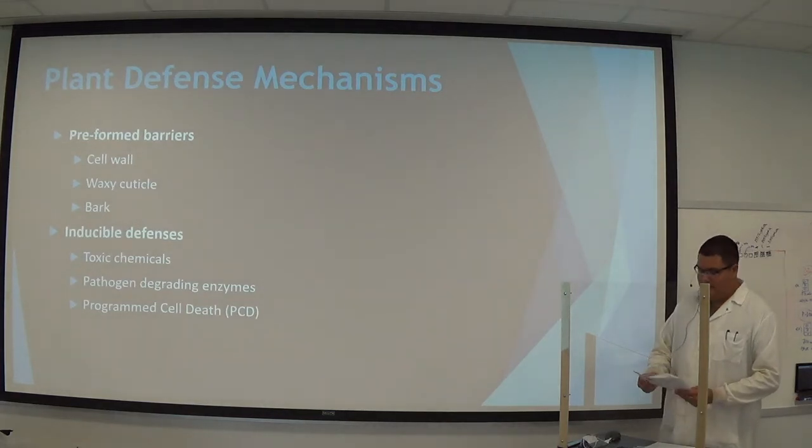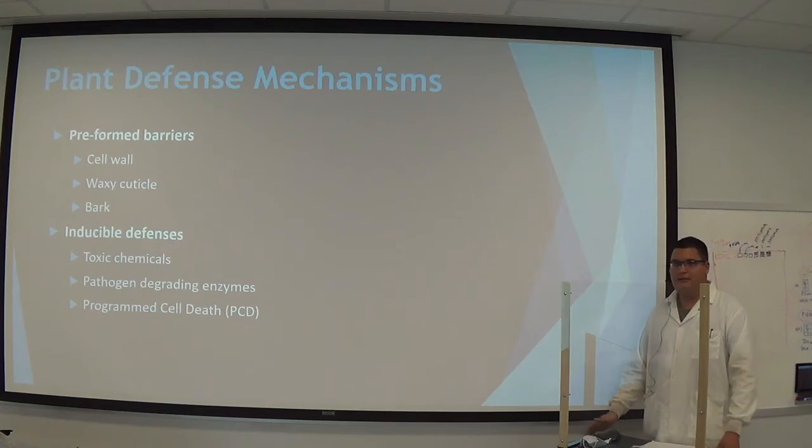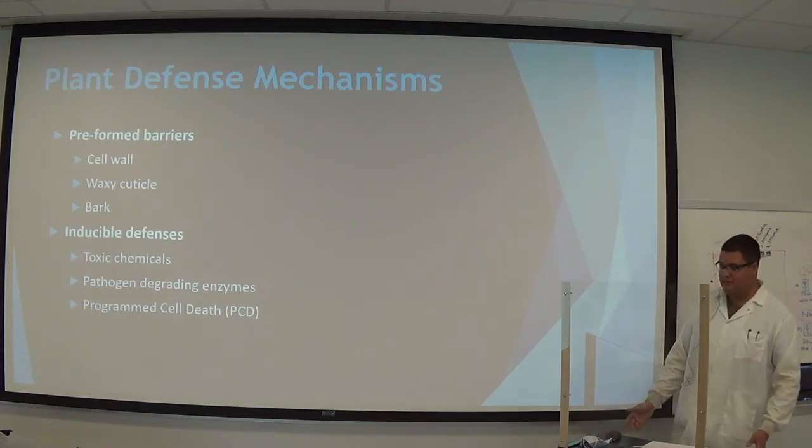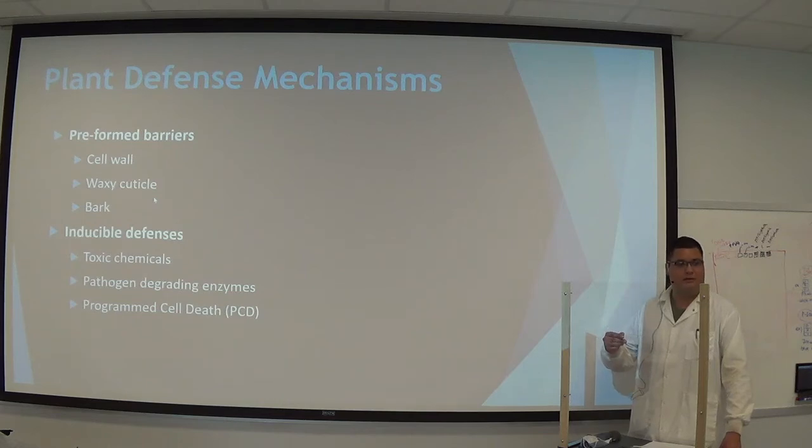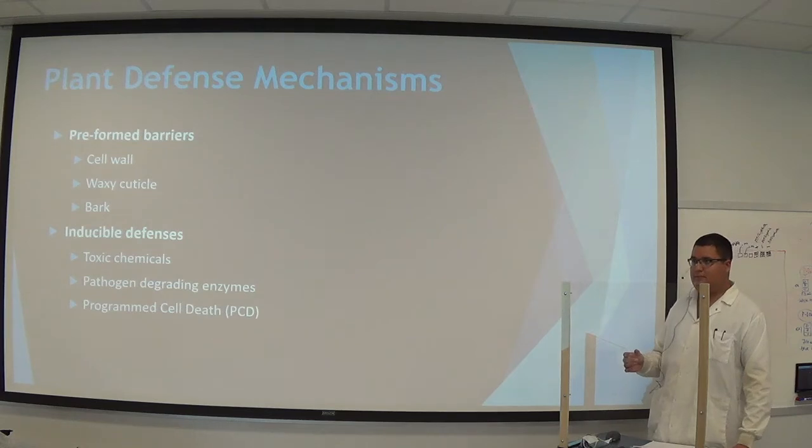All right, so how does the plant defend from viruses? Well, first things first, a plant will have preformed barriers to even prevent the virus from contacting its cells. If the virus cannot get inside the cells, it cannot replicate. So that's why the plant will have preformed barriers like the cell wall. It'll have a waxy cuticle. The cuticle is the outermost layer of the epidermis of a plant, and some plants have more cuticle than others. It's just a waxy layer.